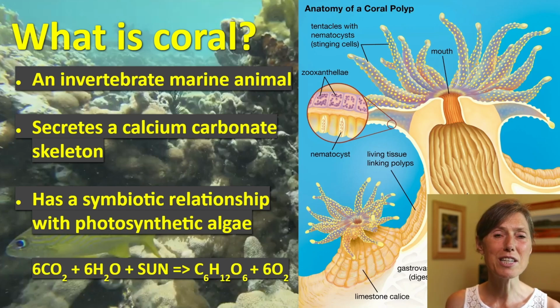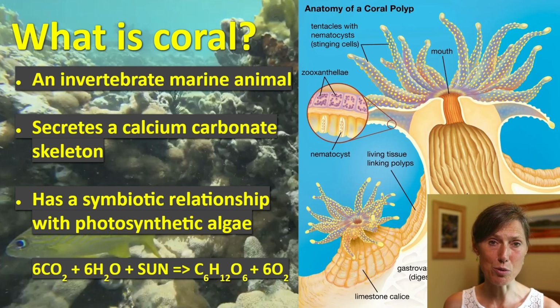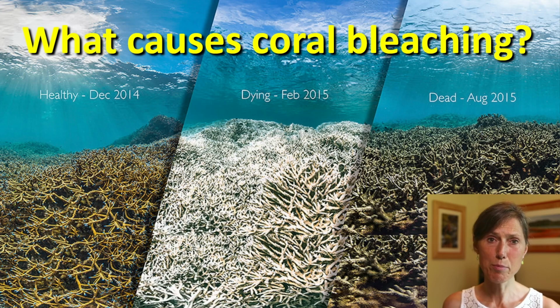Third, the coral itself has a symbiotic relationship with an algae, namely the zooxanthellae. These algae contain chloroplasts and as a result can do the process of photosynthesis. In the presence of carbon dioxide and water, and of course solar energy, photosynthesis results in the production of sugar, and the coral is able to use that sugar released by the zooxanthellae. But something has happened to our coral reefs across the world.